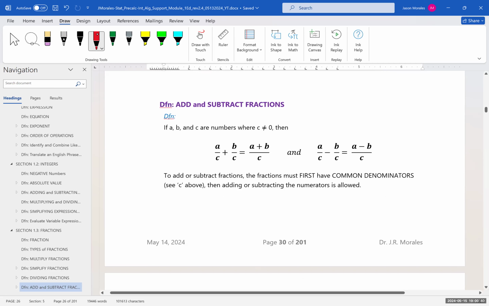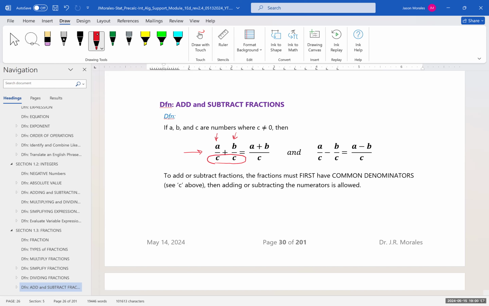So if A, B, and C are numbers where C is not 0, then here we've got two fractions, A over C plus B over C. Now, if these are similar fractions, meaning they have the same denominator, then when you add these two fractions, you can just add the numerators over the denominator, just writing the denominator once. And the same is true with subtracting.